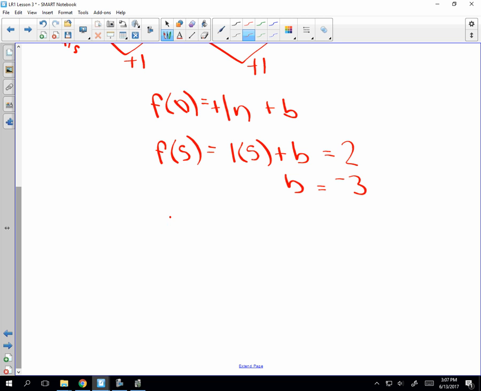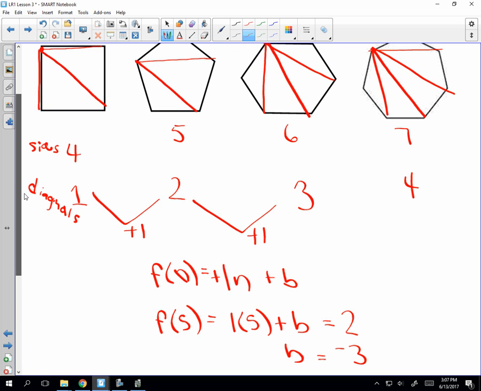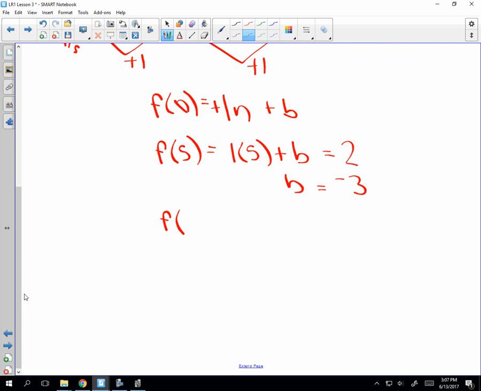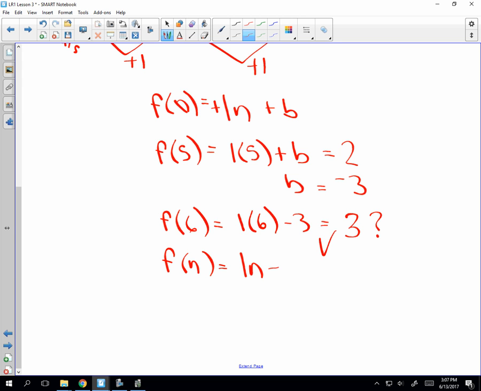So now we have our function, and we always want to test it with another value. Make sure that your function works for a 6. So if I'm going to plug 6 into this new function, 1 times 6 minus 3, does that equal 3? That's always our question mark. And if it does, we know that our function is working correctly. And we're always just trying to identify what the b value is, and our equation would just be 1n, or n in this case, minus 3.